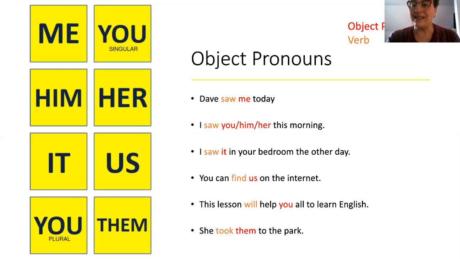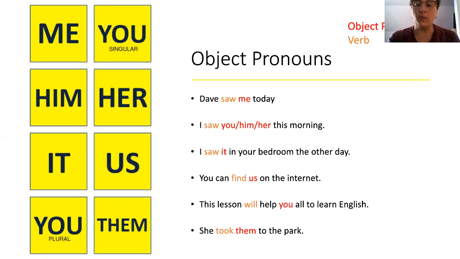I saw it in your bedroom the other day. So it would be the object pronoun, and this was the receiver of the action. You can find us on the internet. Us is the object pronoun. Find is the verb. You notice that us is occurring after the verb in the sentence.